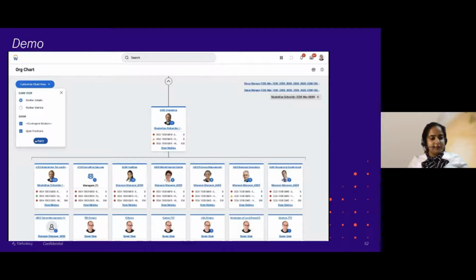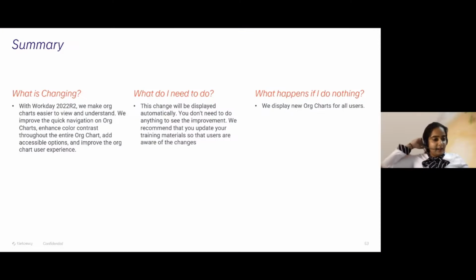Yeah. So I was on the summary, where what is changing is that Workday makes organization charts easier to view and understand. And there is quick navigation and enhanced color contrast throughout the entire org chart. What I need to do: this change will be displayed automatically. Nothing needs to be done. What happens if I don't do anything? The new display is something that everybody will get to view. So there is no way to avoid seeing it, basically.